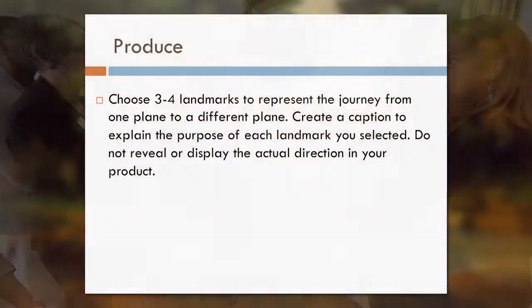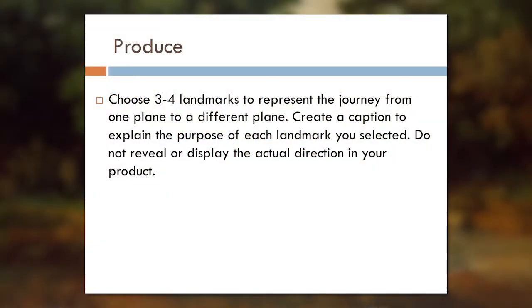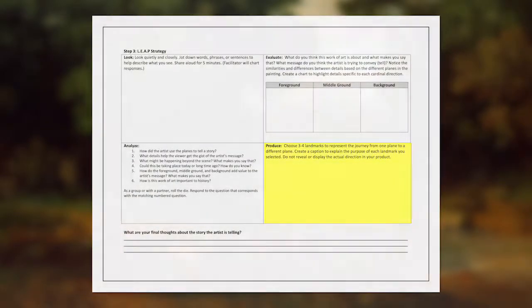For the 3 landmarks that you circled, I'd like for you to create a caption to go with each one, okay? And you can use the space on your quadrant to create your captions. You may want to number the things that you circled on your artwork.